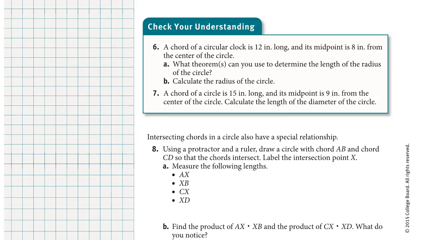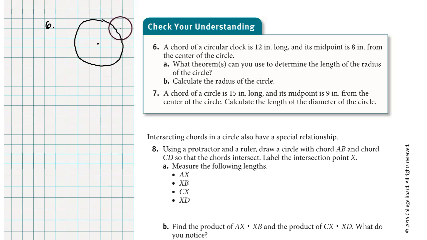Number 6. A chord of a circular clock is 12 inches long, and its midpoint is 8 inches from the center of the circle. Let's draw a picture of that so we can visualize what it's talking about. So we have a circular clock, so our best circle that we can draw freehand. Right in the center is a dot, that's the center of the circle. We're told that there's a chord 12 inches long, and that the midpoint of the chord is 8 inches from the center of the circle.